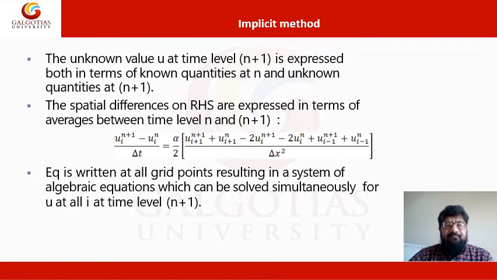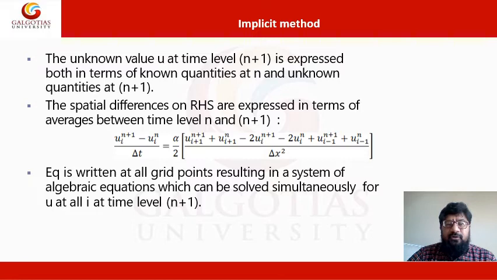Implicit method. What happens in the implicit method is that del 2u by del x2 is approximated using the future time level and the current time level. So we can write u at i plus 1 as an average of the value of u at i plus 1 at the current level plus the future level. Similarly, we have done with the value of u at the i node.